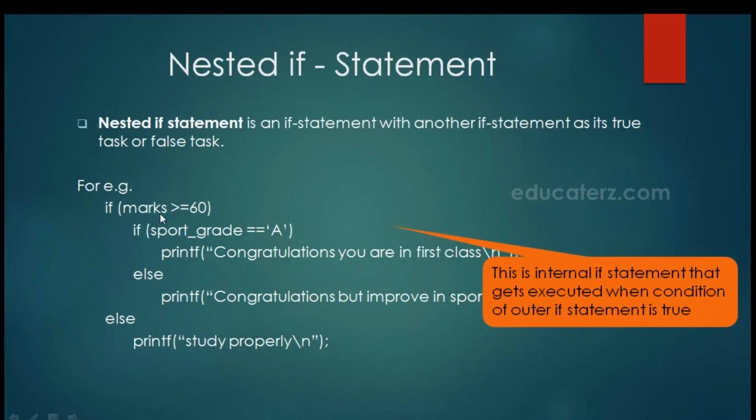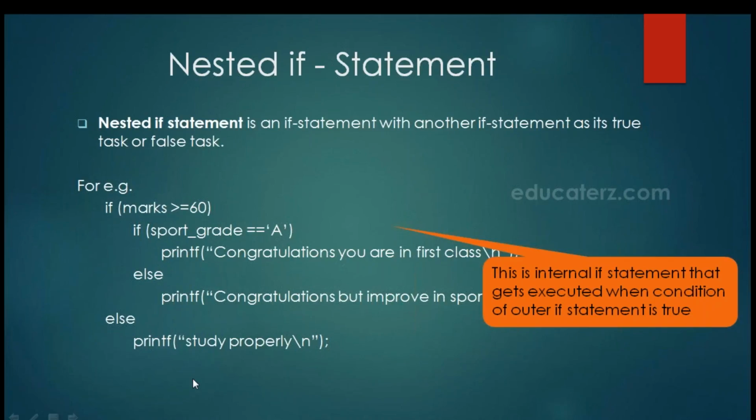Suppose marks themselves are not in this range, that is, not greater than or equal to 60, then control will directly jump to the else part, giving: study properly. So this way we can have multiple if-else nestings. For example, if there are multiple conditions depending on which we can conclude something, we can have one more if-else inside the inner if. We can even have if-else in the else part also.